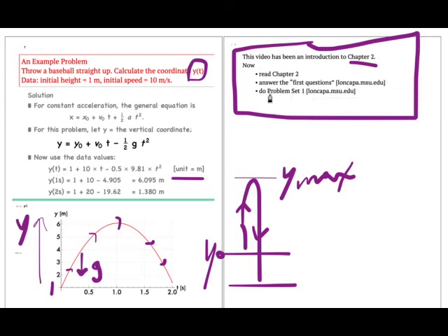Then you have the problem set, which is called problem set 1. That'll take more than a half an hour. That'll take multiple hours. I don't know how many problems there are, maybe 15 problems. Say each problem takes a half an hour, that would be 7.5 hours. It may not take that long.